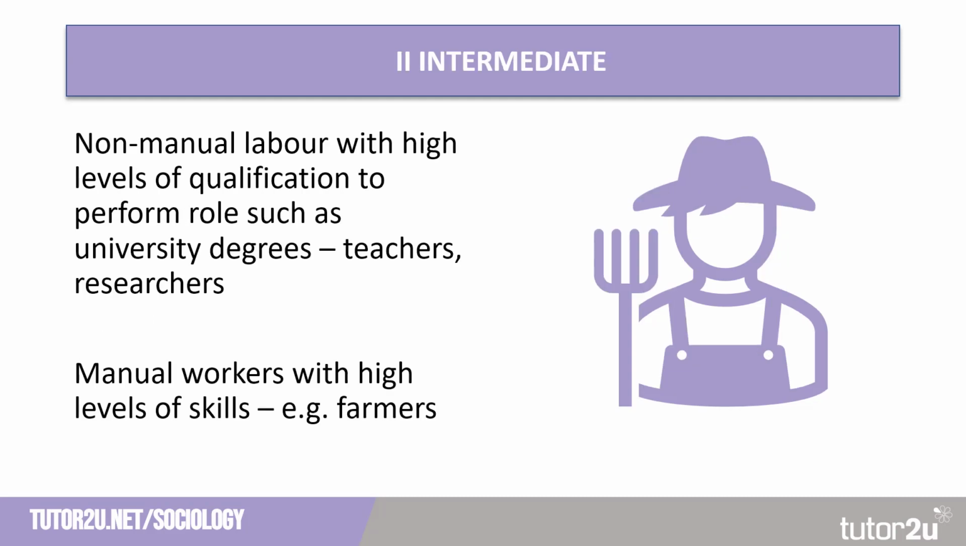The second level is intermediate occupations, and this is non-manual labour that requires a high level of qualification to perform their role, for example a university degree, and in intermediate occupations fall things like teachers and researchers. Intermediate occupations also include manual workers with a high level of skill, for example farmers, who need to have a wide range of agricultural knowledge in order to perform their role. It can also be argued that as their role is vital to the economy, they have a higher ranking than other manual workers.